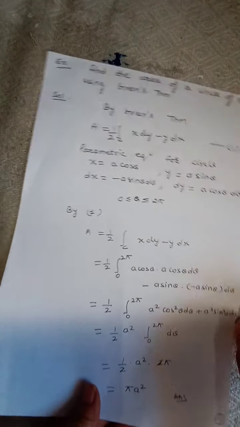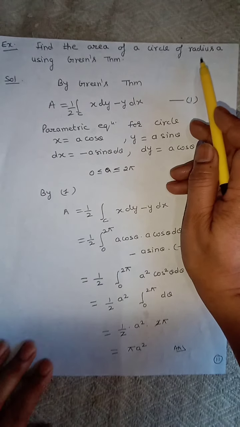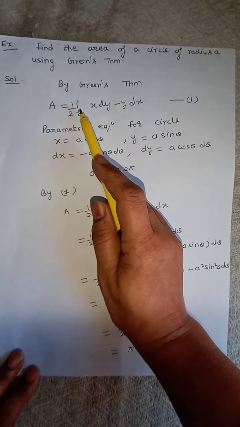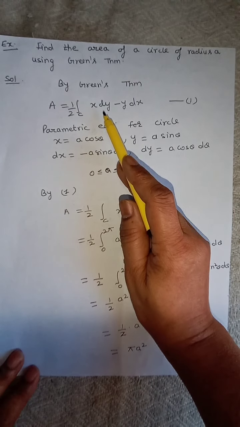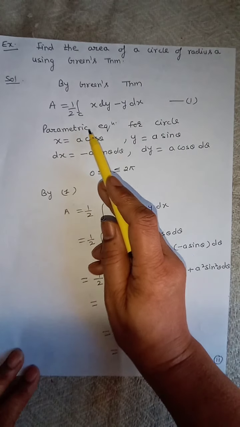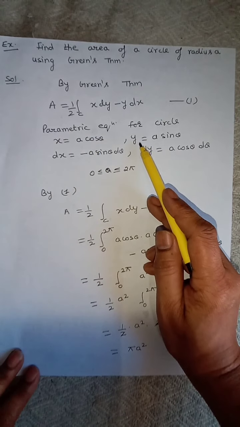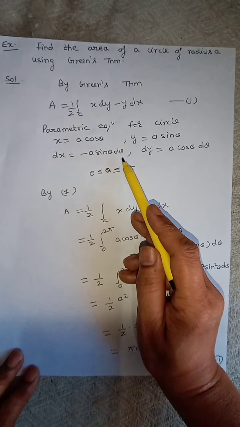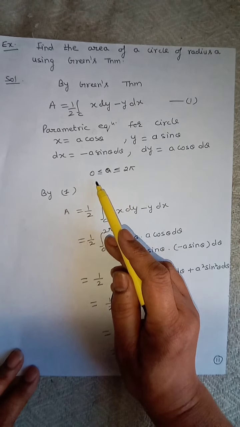Now come to the next question for area. Find the area of a circle of radius a using Green's theorem. Now by Green's theorem we know that the area is given by 1 by 2 integral c x dy minus y dx. Let this be equation 1. Now the parametric equation for circle, we have x equal to a cos theta, y is equal to a sin theta, dx is minus a sin theta d theta, dy is a cos theta d theta, and limit of theta is from 0 to 2 pi.